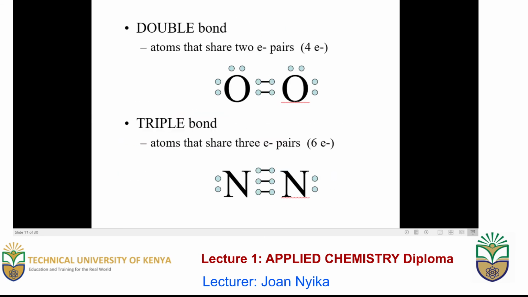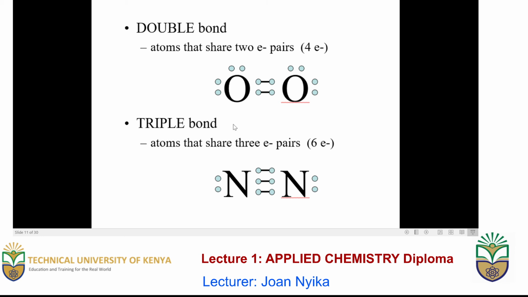But how do we get to a double bond? Atoms that share two electron pairs often form what we call a double bond. This is in the case of oxygen. Oxygen has 6 electrons in its valence outermost shell. If it has 6 electrons, it requires 2 more to get to an octet state. If two oxygen atoms are bonding, then they have to share 2 electrons each to get to an octet state.